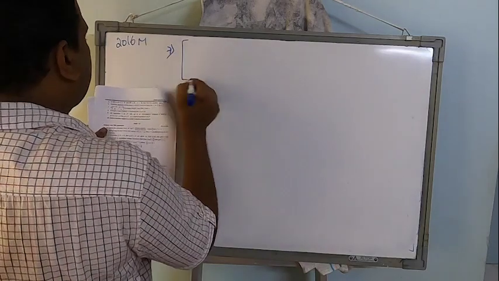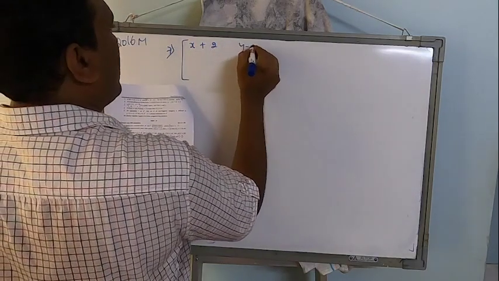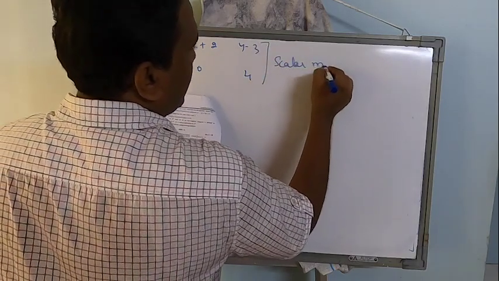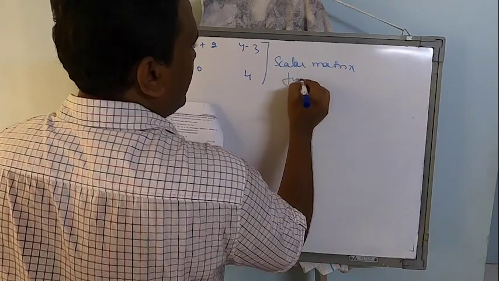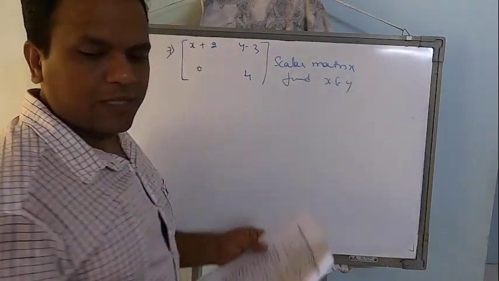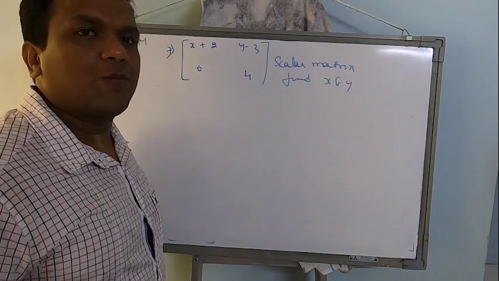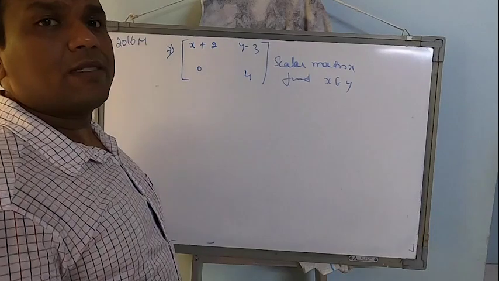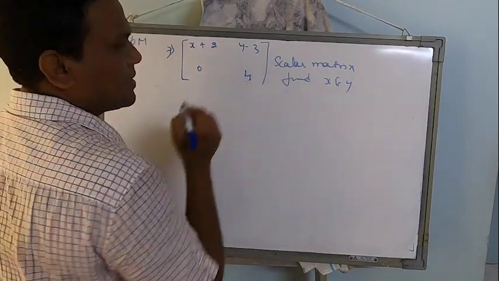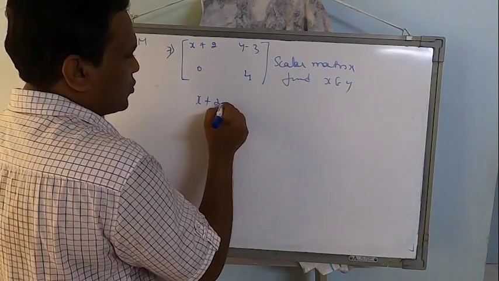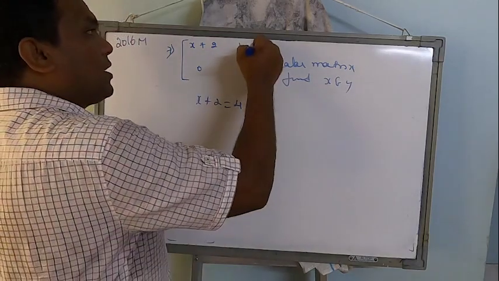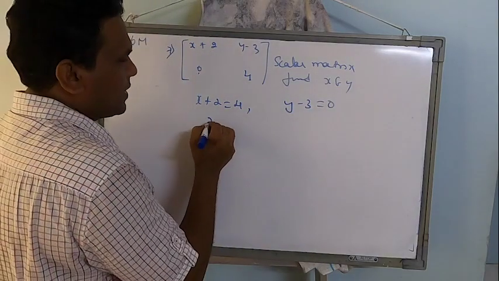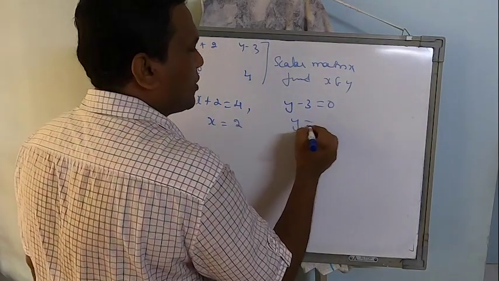Let's see this one. Problem number 7 is the matrix x plus 2, y minus 3, 0, 4. This is a scalar matrix. Find x and y. Usually they used to ask to define scalar matrix. Now this time, if this is a scalar matrix, then find x and y. When can we say it's a scalar matrix? If the diagonal elements are same. That means x plus 2 should be equal to 4, and the non-diagonal elements are 0. That means y minus 3 should be equal to 0. So x equals 2 and y equals 3.